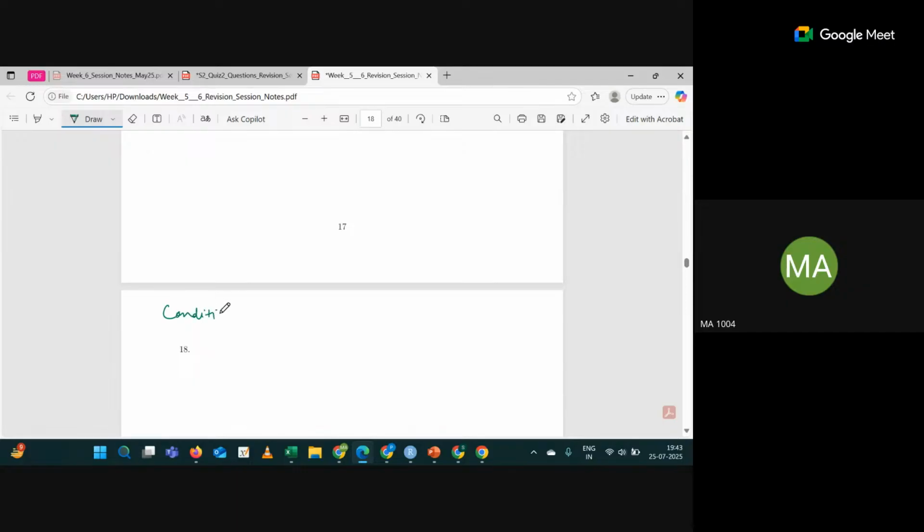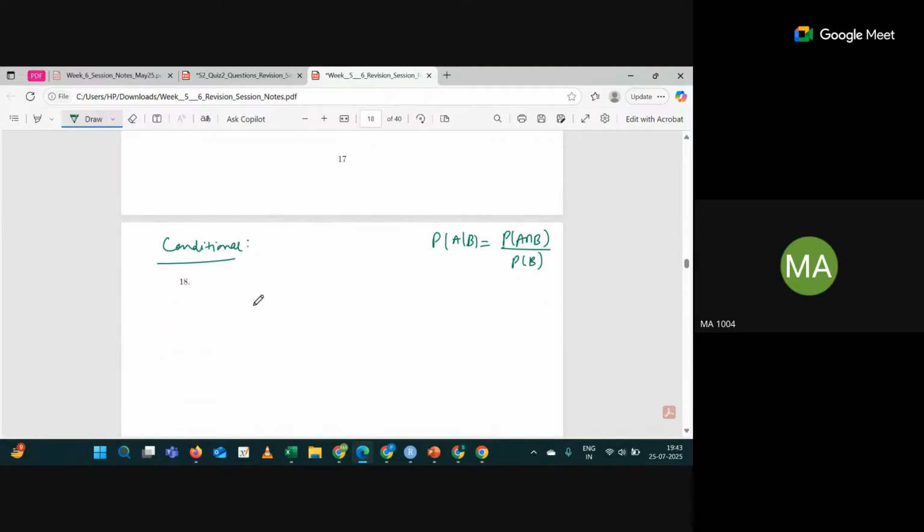Conditional is again a very simple thing. The conditional probability of A given B is nothing but the probability of A intersection B divided by the probability of B. So, let me write in general: f of Y given X equal to x at y.